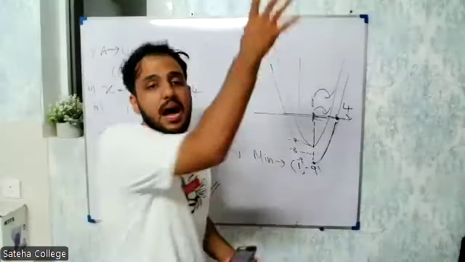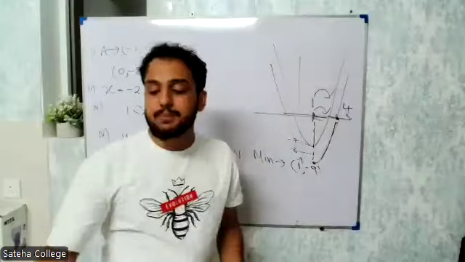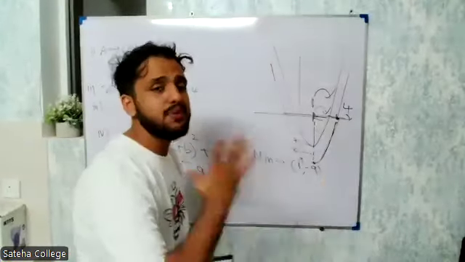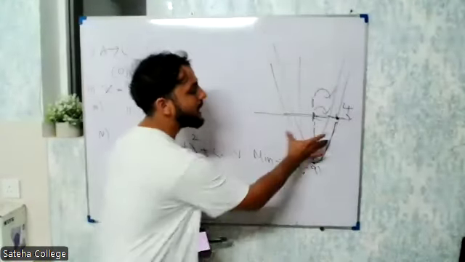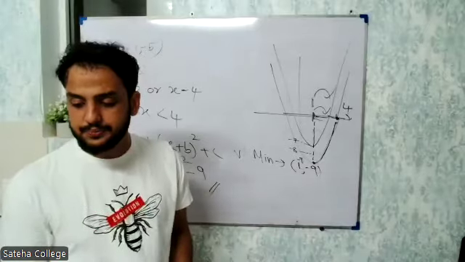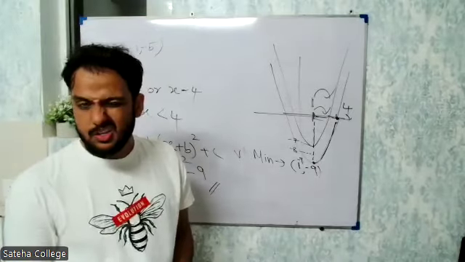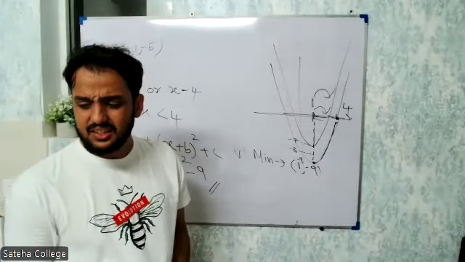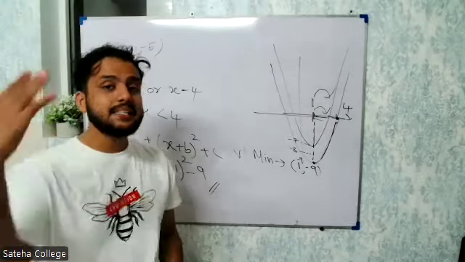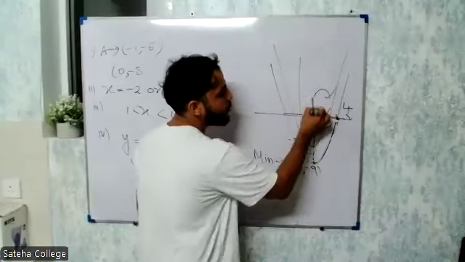So when you move the graph up or down, what will happen? The minimum or the maximum value will change. What will happen if you move the graph left or right? What will change? Can someone tell me? When you move the graph left or right, what will change? Axis of symmetry. The axis of symmetry will change, right? Now here, the axis of symmetry is 1.